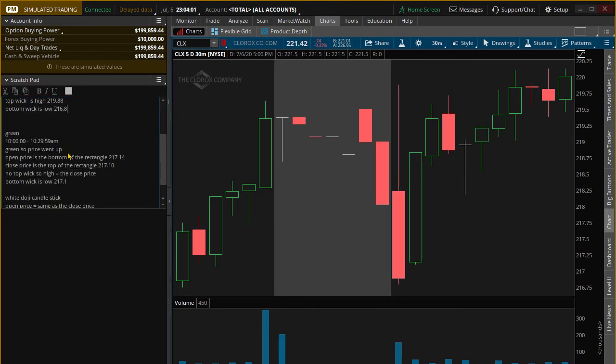Alright, so that's for the red. Next let's move on to the green, so this one right here. Since this candlestick is green, that means that the price went up from 10 a.m. till right before 10:30 a.m. Since it went up in that time frame, the open price is at the bottom and the closing price is at the top. That's how the price goes up. So the open price is at the bottom. Open price is 217.14, should be up here. And then the close price should be at the top. That's 218.84.